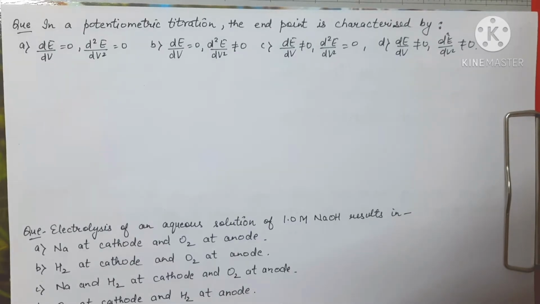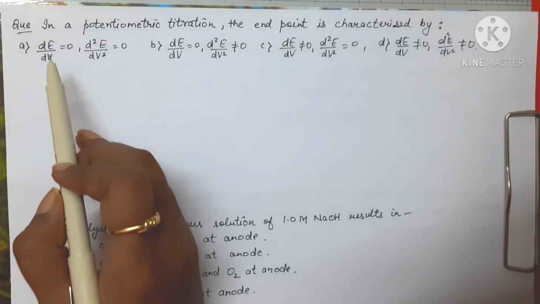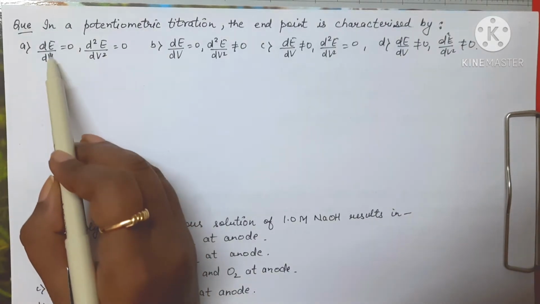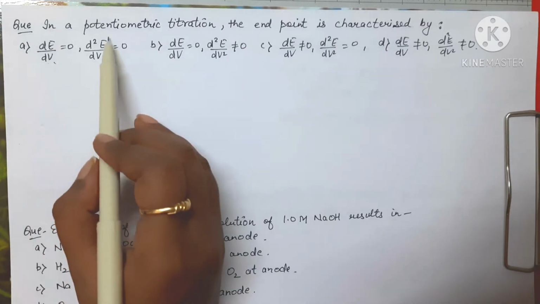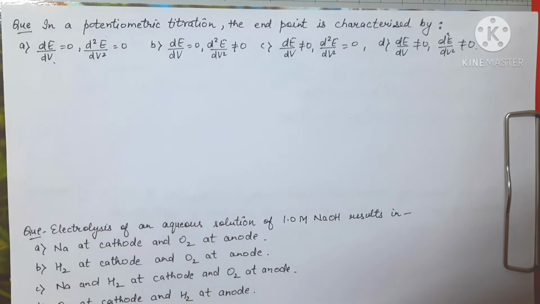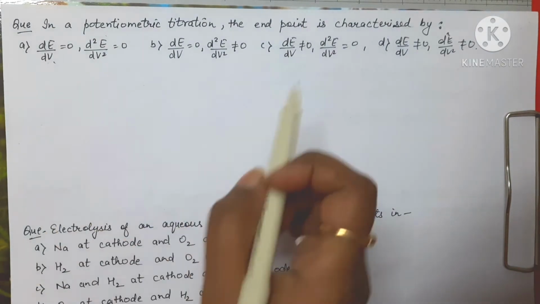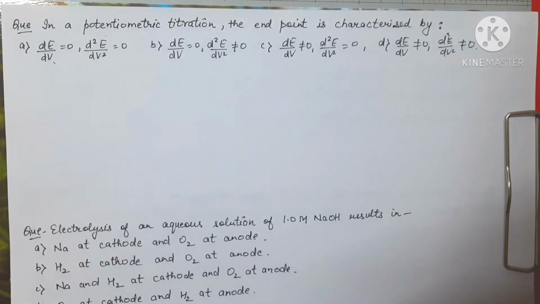Now there are four options given to us in which we can see they have given change in the EMF with respect to the volume, right, and the double derivative of it. So basically we have to find out which of the options are correct for the endpoint characterization, right?